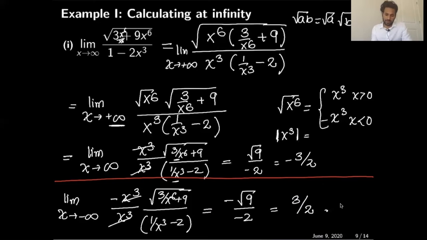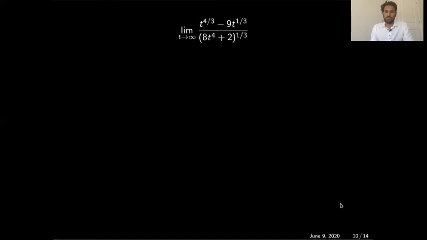So it will really matter when you simplify x to the power 6. If your x is going to positive infinity, you will choose x cubed. But if x is going to negative infinity, you will choose minus x cubed. Here I have one more example for us to practice.